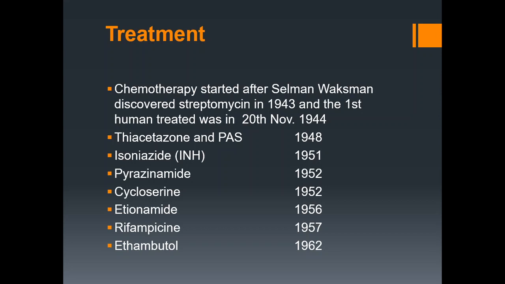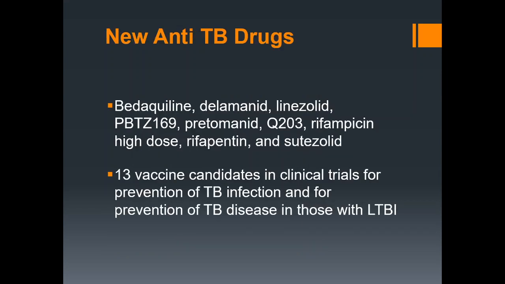November 1944. After that, the other anti-TB drugs were introduced: thiacetazone, para-aminosalicylic acid, INH, pyrazinamide, cycloserine, ethionamide, rifampicin, and ethambutol. And the last drug was discovered in 1962. From that time until less than 10 years ago, no new anti-TB drug was introduced. They then introduced new drugs like bedaquiline, delamanid, linezolid, and others, and these are reserved for drug-resistant tuberculosis.